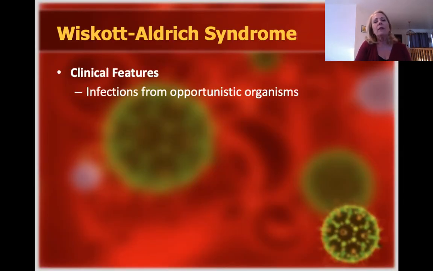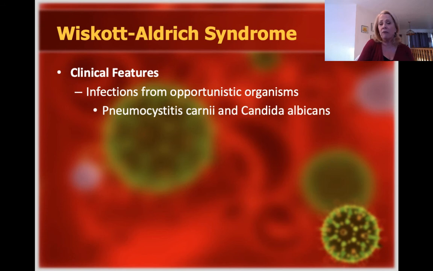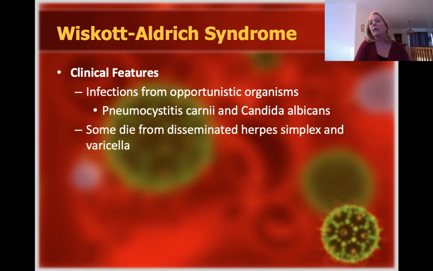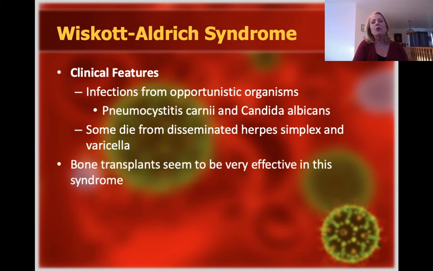So some of the clinical features are they get opportunistic infections, which means, for instance, Pneumocystis carinii is in our lungs already. Candida albicans is on the surface of our skin, in our mouth, and because we don't have the immune system to keep these down, the infections take over. Some people will even have herpes simplex or varicella virus, and they can die from this as well. Bone transplants, again, like taking the bone marrow, transplanting that into the patient, could be effective to help them to produce more B cells.